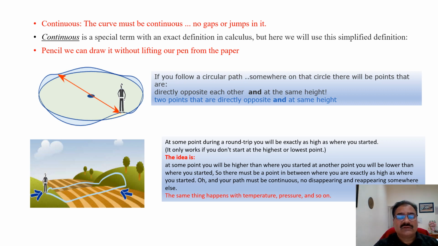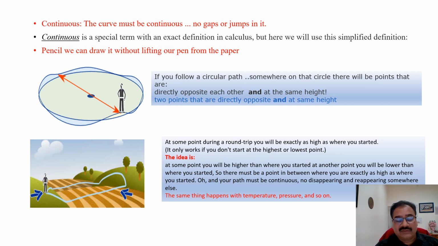Okay, and we know this. If you consider two examples here, then it is a very pictorial representation. This pictorial form is very much clear here. If you follow a circular path, somewhere on the circle there will be points that are directly opposite each other. Directly opposite each other. Look here, directly opposite each other. Two points that are directly opposite and at the same height.